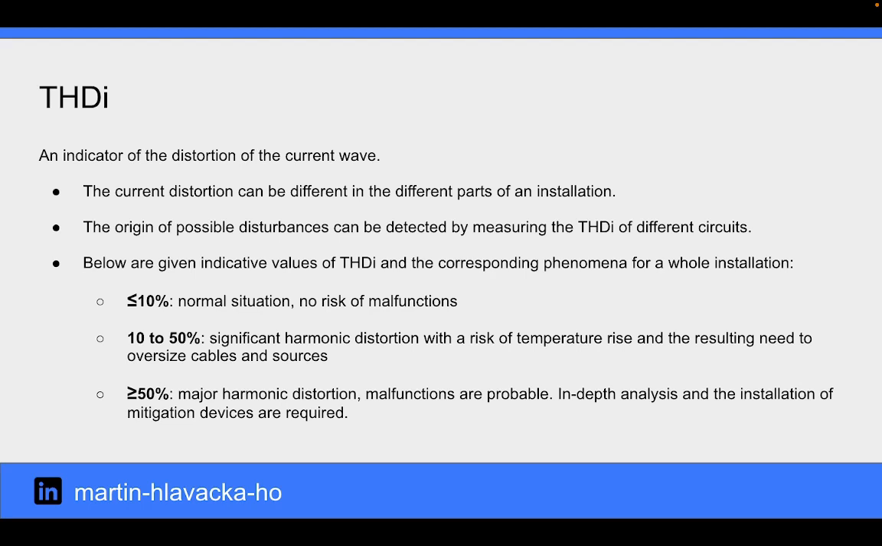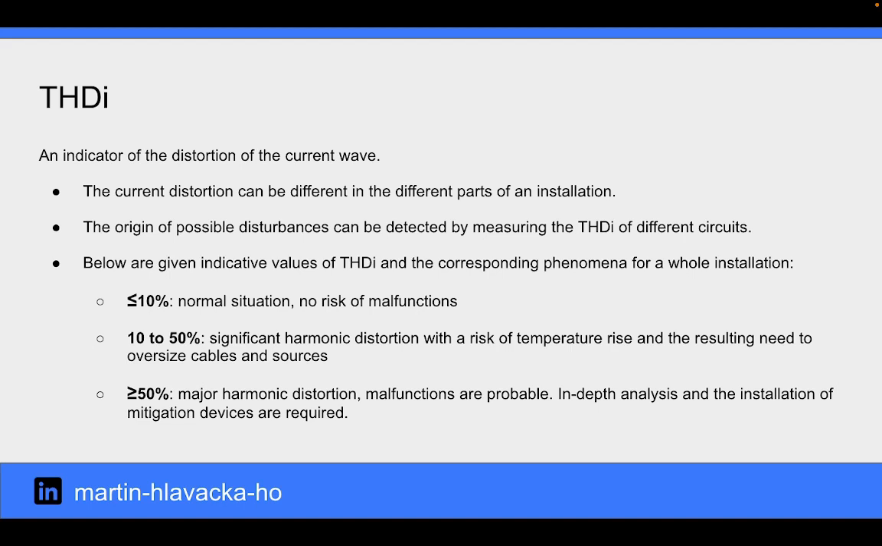THDI is an indicator of current wave distortion. Current distortion can be different in different parts of the installation. The origin of possible disturbances can be detected by measuring the THDI of different circuits.